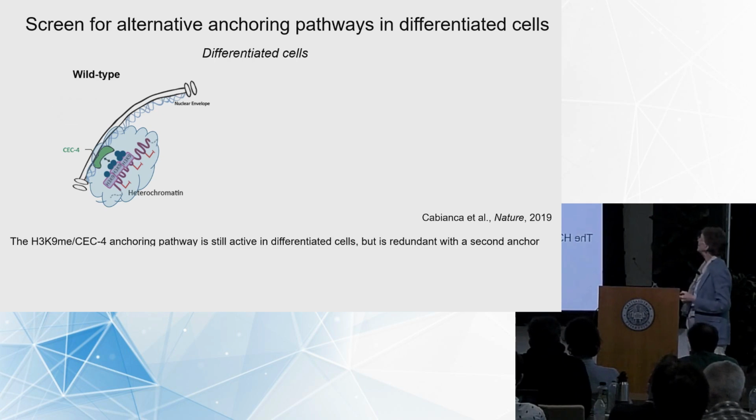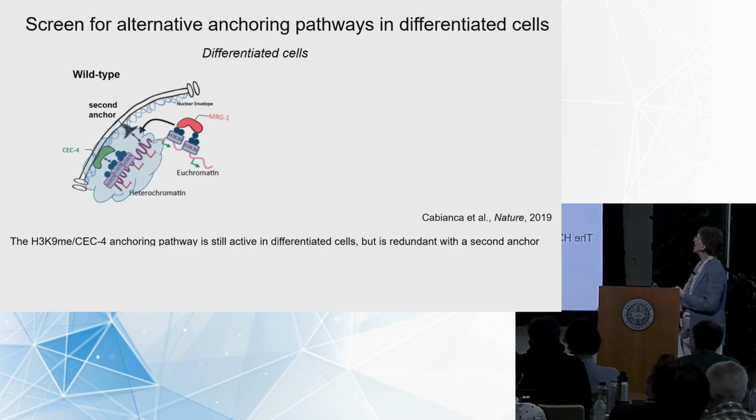And in differentiated cells, wild type, as I said, you can knock out the CEC4 and the array at least, and much of the heterochromatin stays peripheral. So we assumed there must be a second anchor. We didn't know what it was. So we did a screen, and this was a genome-wide screen, or almost genome-wide. And what we found was that when we knocked out MRG1, which is actually a reader of an active mark, we interfered with the second anchor, and the heterochromatin finally left the periphery.